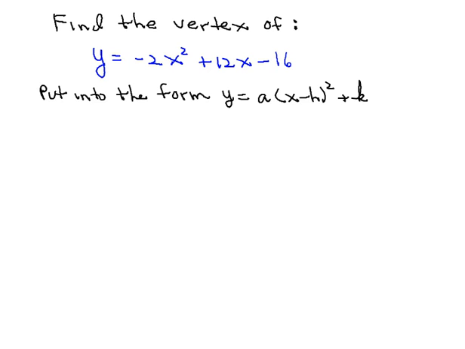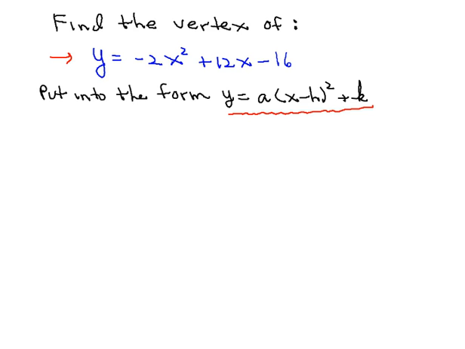Now we're next going to take a look at a quadratic function for which the coefficient of the squared term is not 1. So we're going to consider next the function y equals negative 2x squared plus 12x minus 16. And we'd like to put that into the form y equals a times the quantity x minus h squared plus k, so we can recognize or find the vertex.